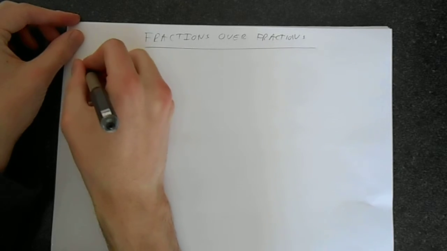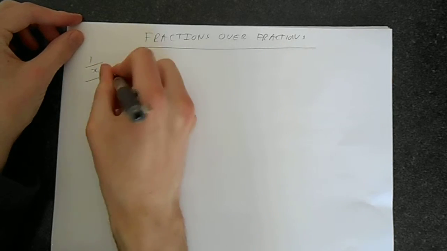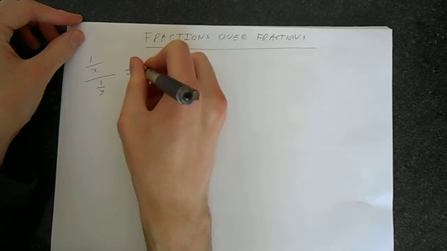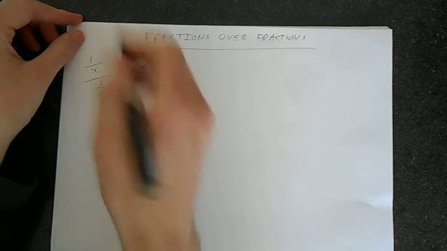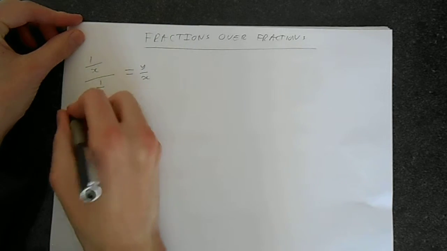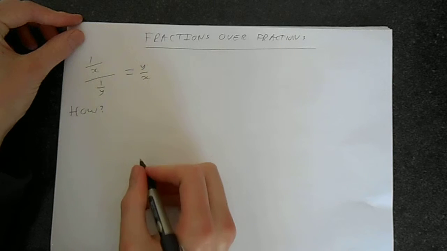Okay, so imagine you've got something 1 divided by x over 1 divided by y. If you know what you're doing, this is of course y divided by x. This immediately becomes obvious. You should be able to see this by looking at it. And let's see, how is that the case?